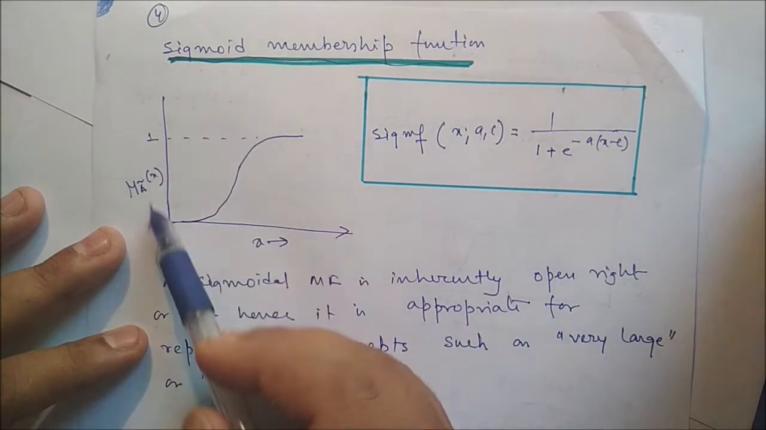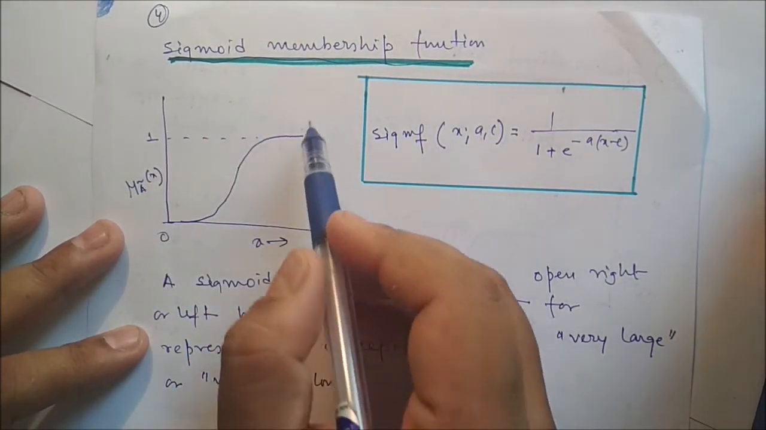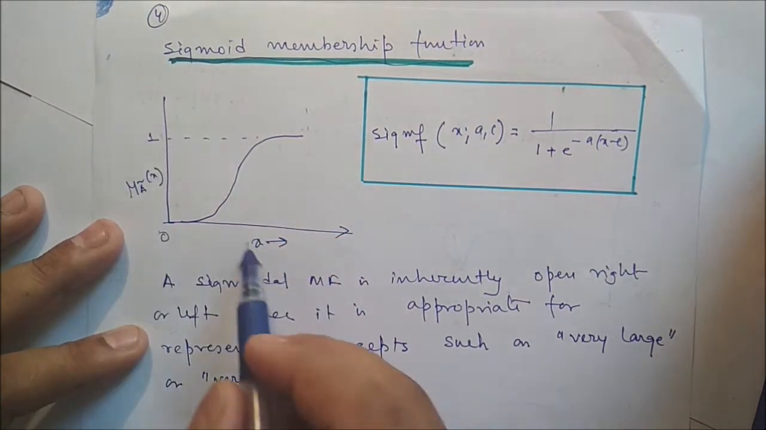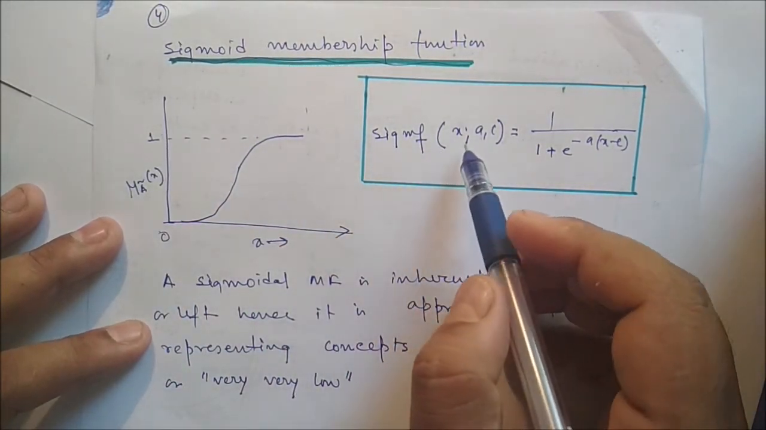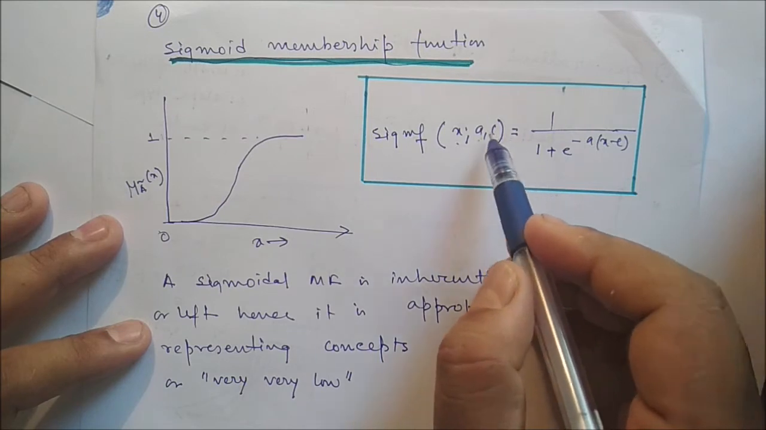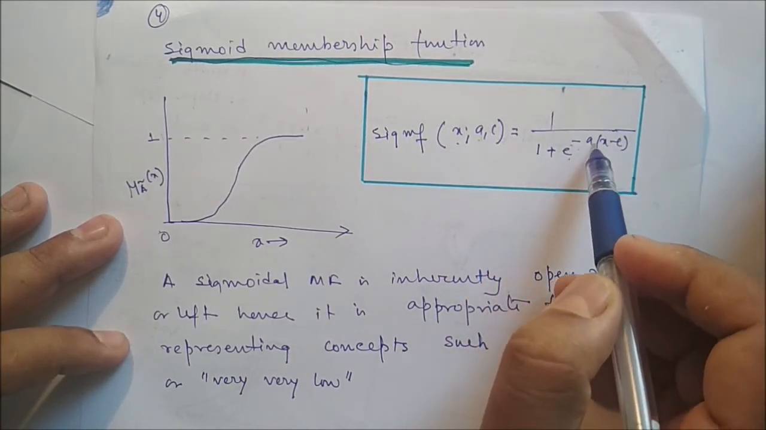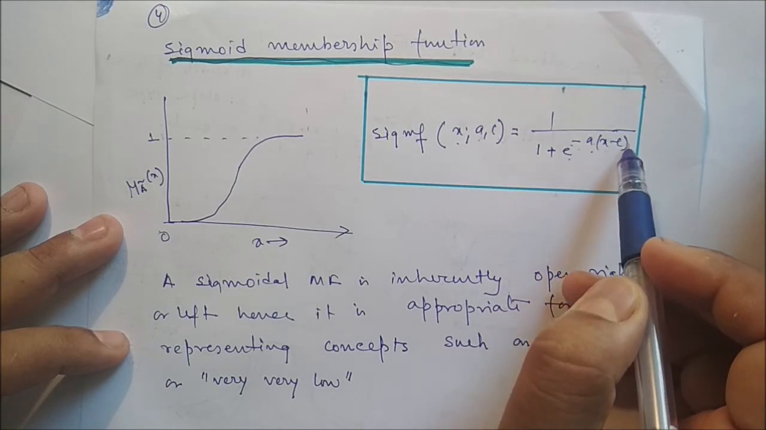Are you getting? Next is the sigmoid membership function. You already know how to represent this one. So mu(x), from 0 to 1, and this is x. So it is sigmoid(x; a, c). a and c are the parameters. The formula is 1 by 1 plus e to the power minus a into (x minus c).